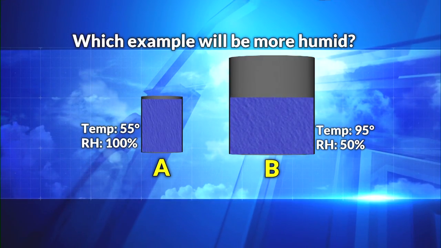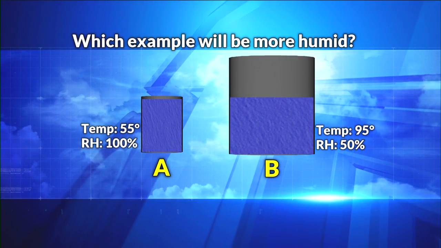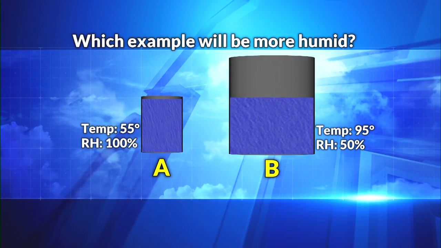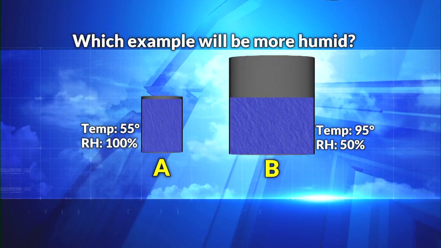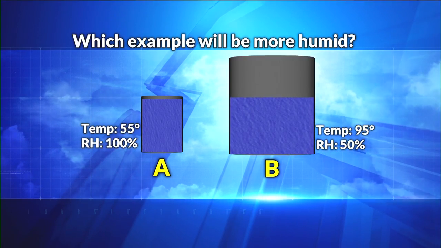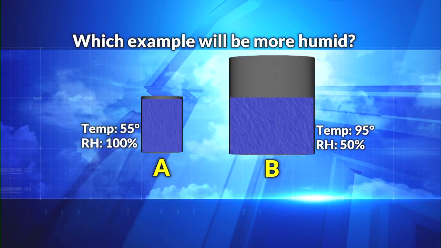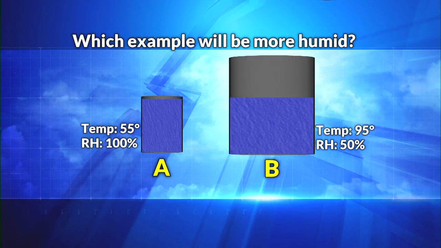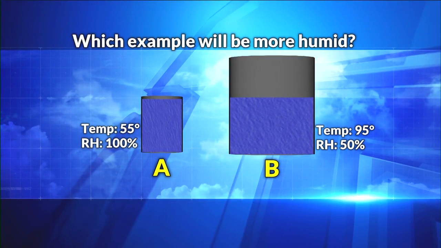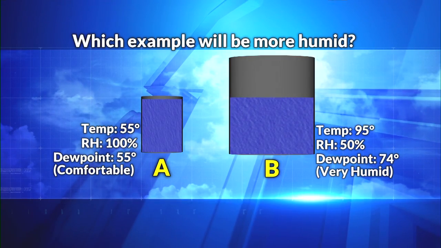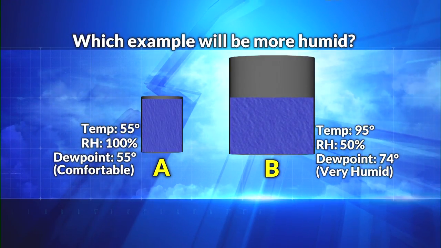Thank you. So again, which example will be more humid? Temperature 55 with a relative humidity of 100% in cylinder A, or cylinder B with a temperature of 95 and only 50% relative humidity. Now, off the top of your head, you might think, well, that's easy, right? 100% relative humidity, it's got to be A. Well, if you chose B, you are correct. That's right. We'll give you a little golf clap.